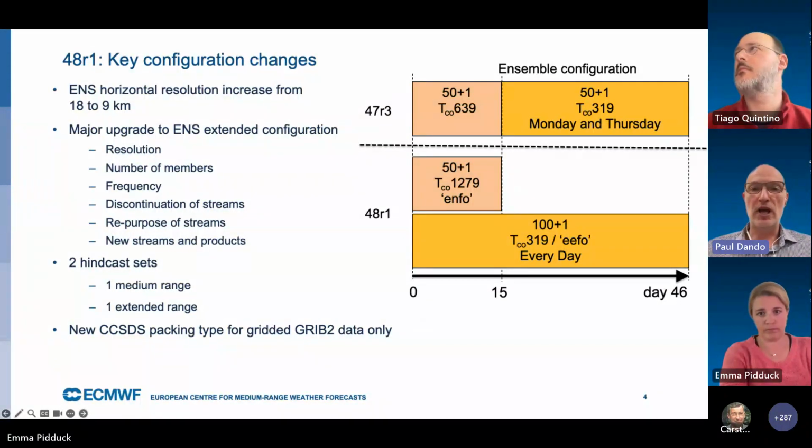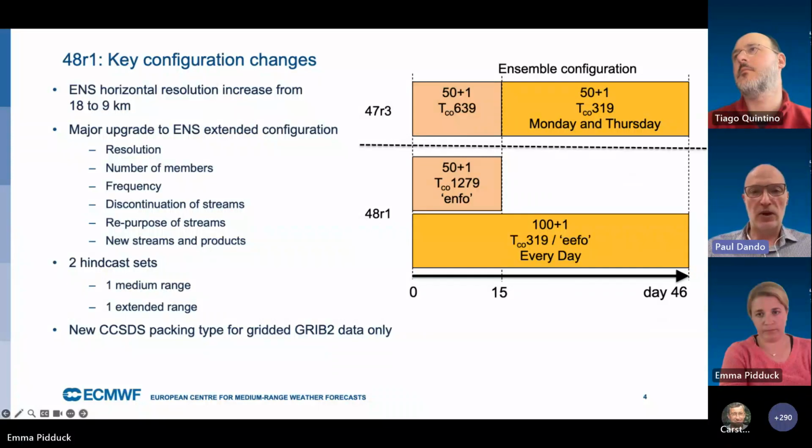So the new ENS extended forecast will now be stored in MARS and available in dissemination under the stream EEFO, whereas the medium range forecast, our standard 15-day forecast, which will now be at the 9-kilometer resolution, of course the same resolution as our high resolution forecast at the moment, will continue to use stream ENFO. Similarly for the wave and the hindcast, we're making changes to those two.